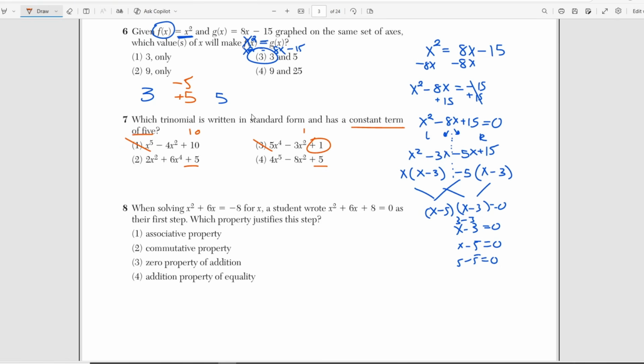Now we have to look at which one's written in standard form. Standard form just means that the exponents are in decreasing order, going from biggest to smallest, which means that choice 4 is the right answer because we go from biggest, which is 5, to smallest, which is 2.